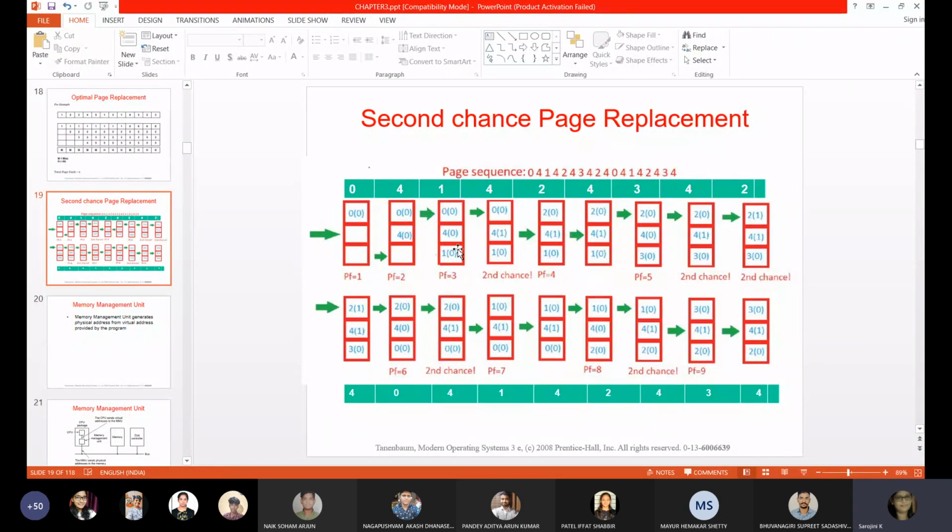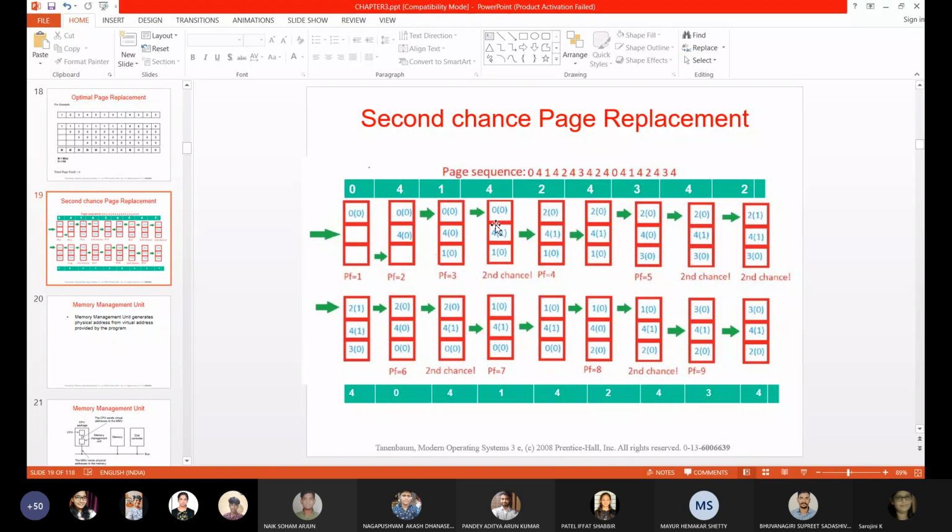Now this was the status of the main memory. Now page four comes. Page four was already there in the main memory, so it is a page hit, right? But here, what change are we making? We are changing the reference bit of that page from zero to one.